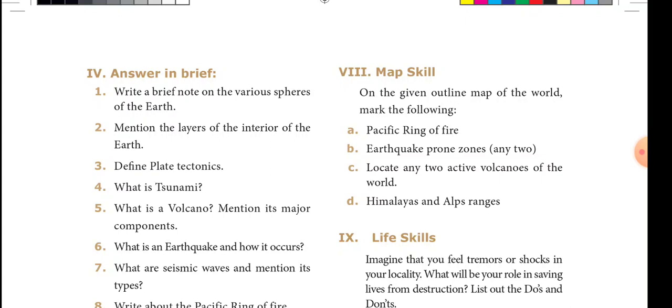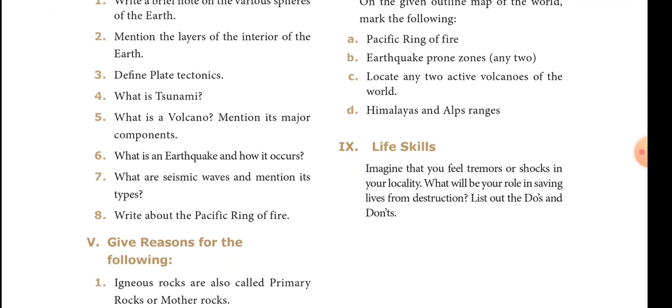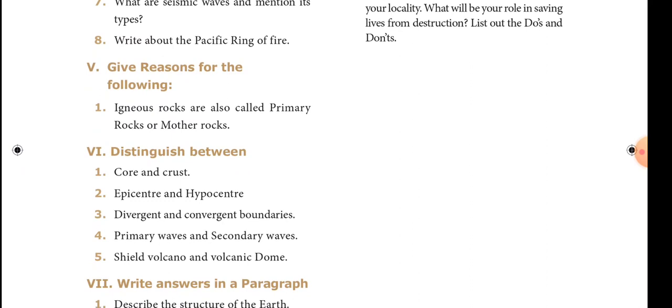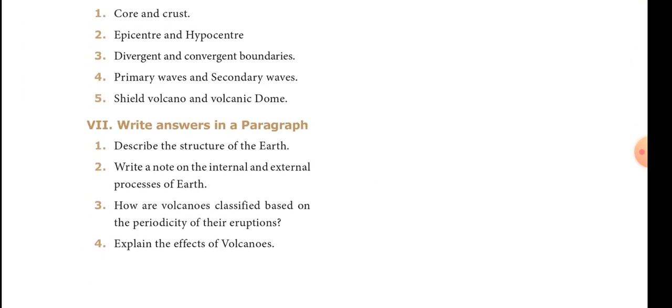And another one is define plate tectonics, what is a tsunami, what is a volcano and mention its major components, what is an earthquake and how it occurs, and what are seismic waves and mention its types. Write about the Pacific Ring of Fire. So these are the 2 mark questions. You need to study all the 2 mark questions, and the give reasons and distinguish between are also given. I already sent the question answers to you, so you need to prepare well for this.